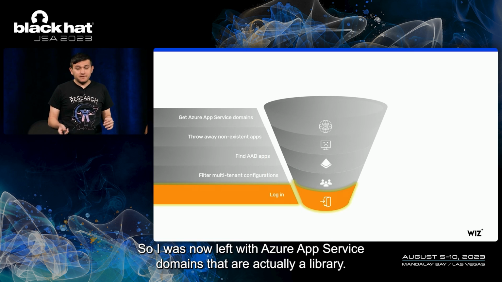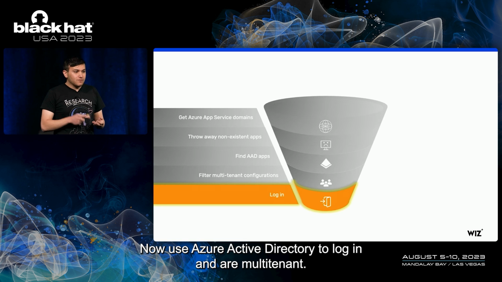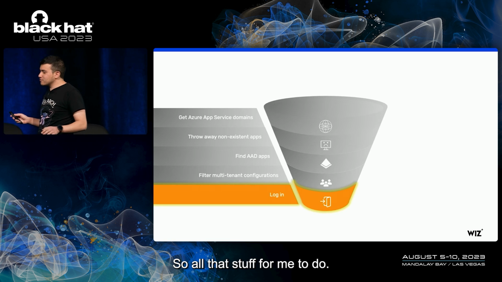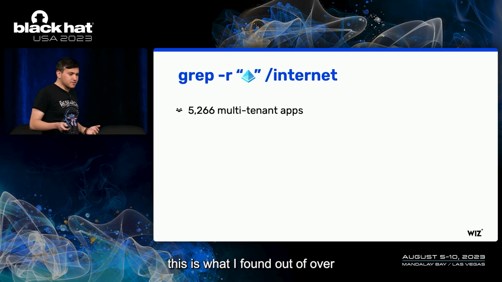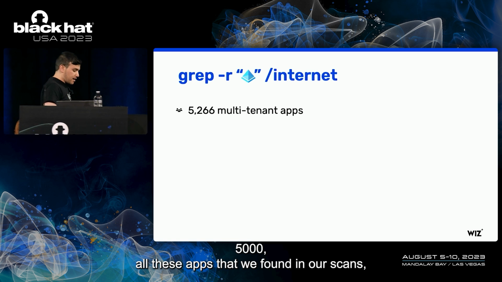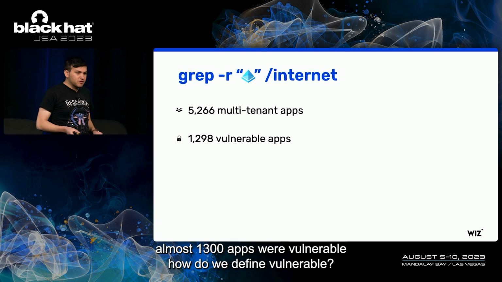So I was now left with Azure App Service domains that are actually alive right now, use Azure Active Directory to log in, and are multi-tenant. So all that's left for me to do was to log in. So this is what I found. Out of over 5,000 multi-tenant apps that we found in our scans, almost 1,300 apps were vulnerable.